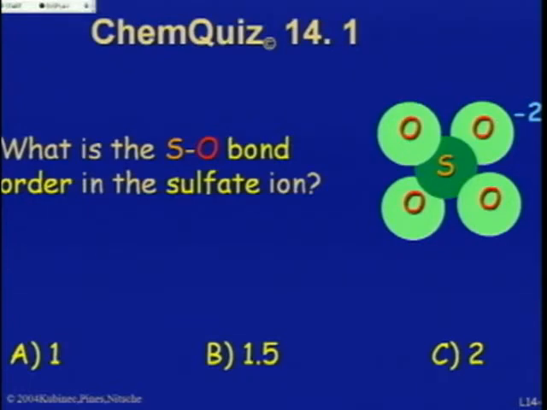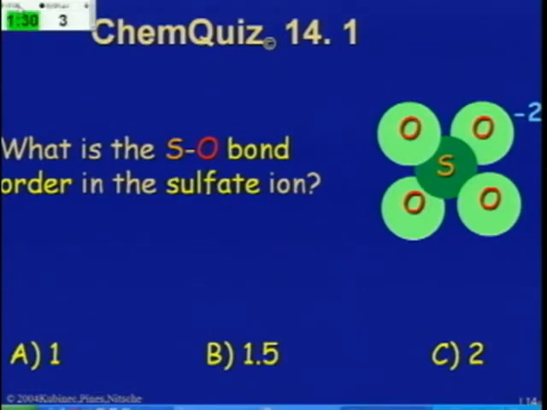So SO4 2 minus, you have to draw the resonance structures, possible resonance structures, and you have to follow all these rules here. Okay? And once you have done this, you can get the right answer. And the question is, what is the sulfur oxygen bond order in the sulfate ion? So SO4 2 minus. That's the sulfate ion. Why don't you think about it and give me your answer? It's not easy.